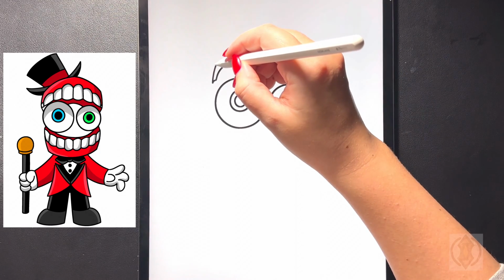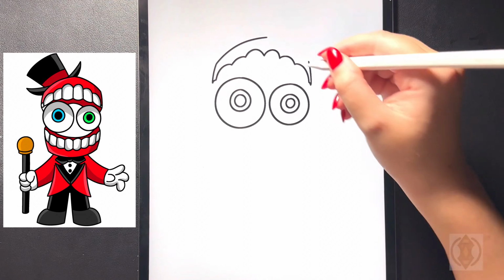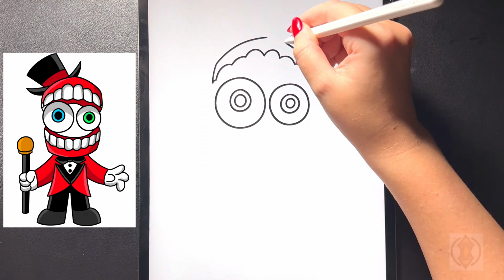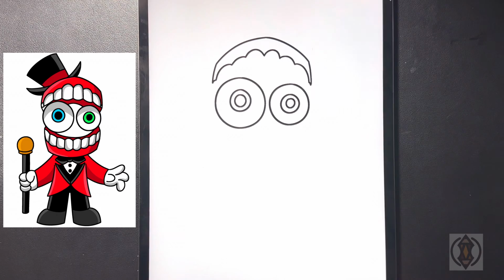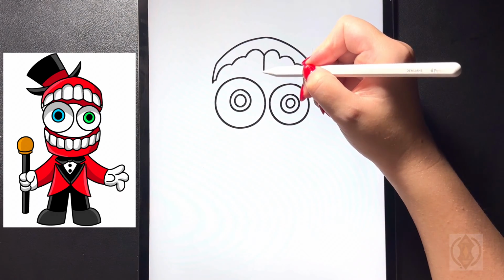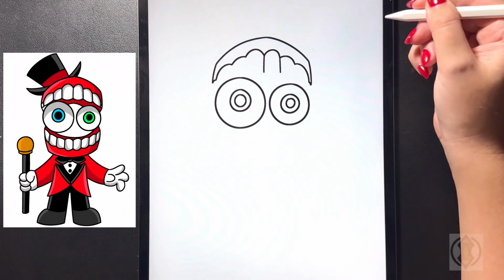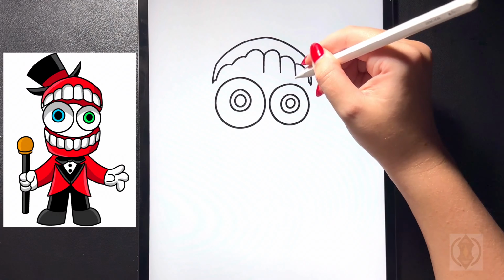And now starting on that left-hand side, we're going to curve this line around and then in towards the middle. And we'll do the same thing on the right, connecting that together. For the teeth now, in the center, we're going to draw a line that comes down. And on each of these points, we'll replicate that, ending them at the same height.